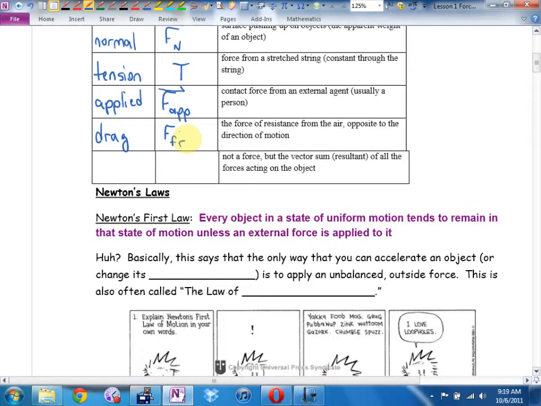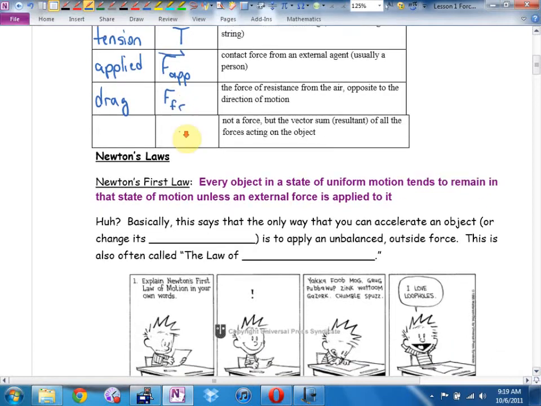And the last one, it's not a force per se in that it never shows up on a free body diagram, but it's what we call the vector sum or the resultant of all of the forces acting on the object. We called it the blank force. I don't remember what word we used. I heard it. The net force. F net. And this is going to become really, really important this year.